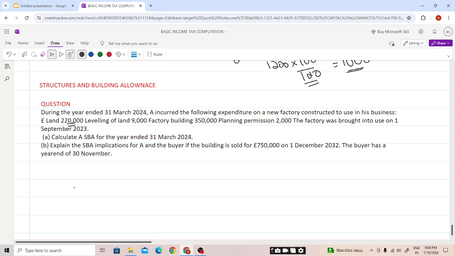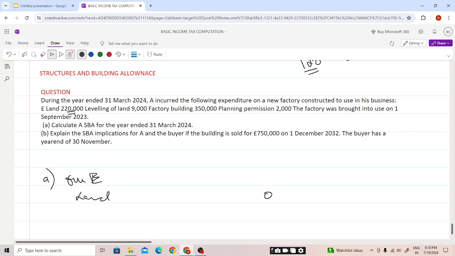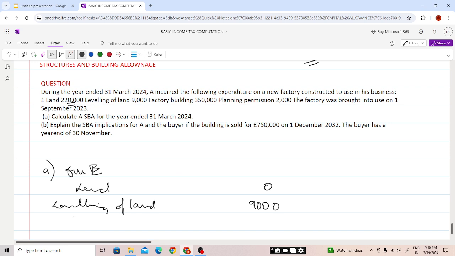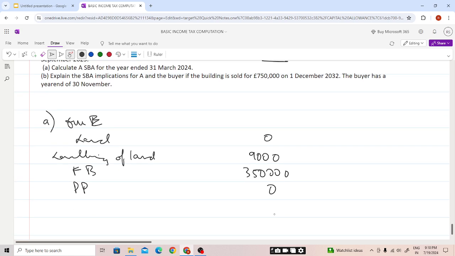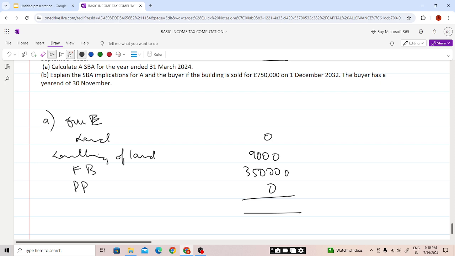So students, now we need to calculate the SBA for A. The qualifying expenditure will be, students, land will not be included. Leveling of land will be included because we are leveling the land for business use. Factory building will be included, 350. Planning permission will not be included. So the qualifying cost will be, students, 359.